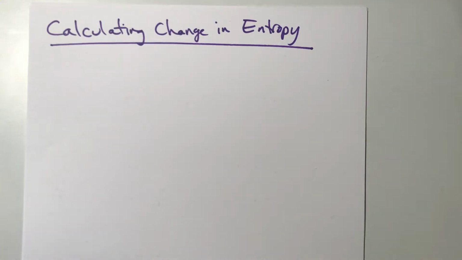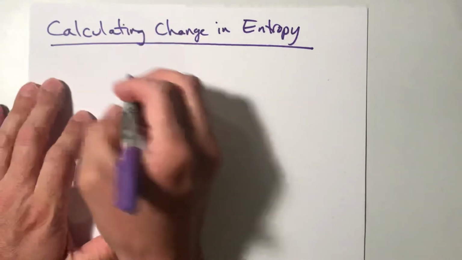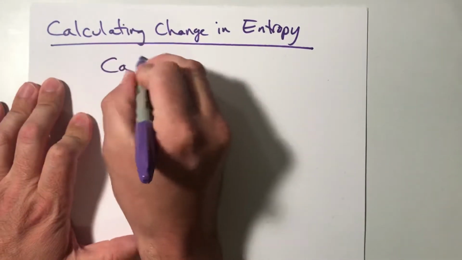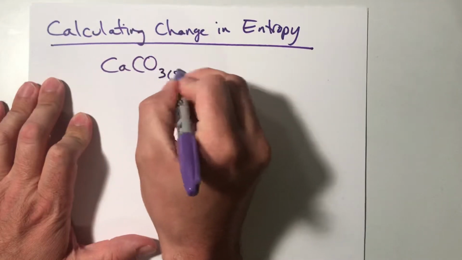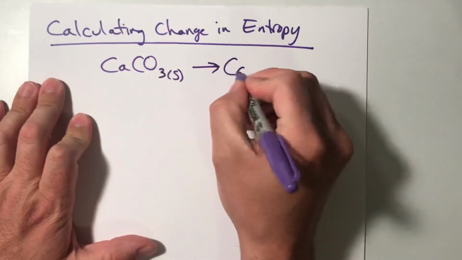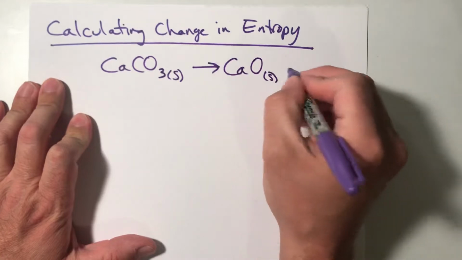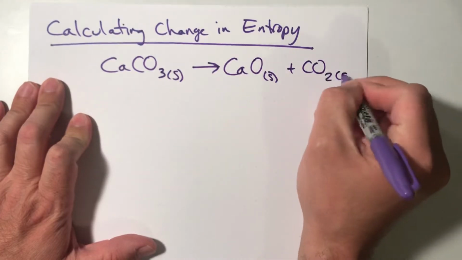In this video, we're going to look at how we could calculate the change in entropy for a given reaction. So let's say we had a reaction such as the decomposition of calcium carbonate that yields calcium oxide plus CO2 gas.